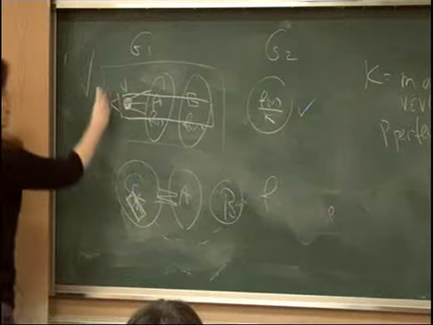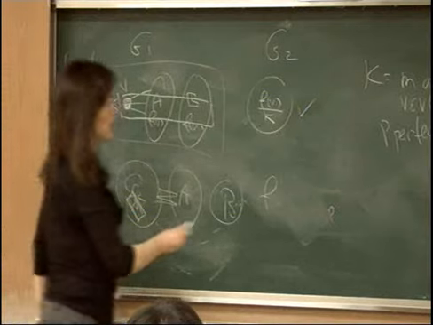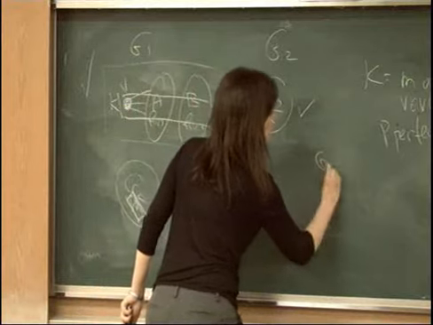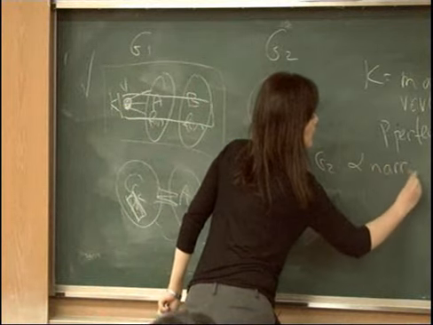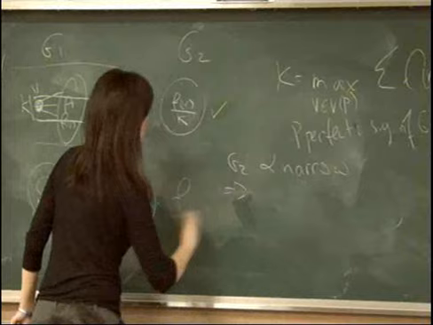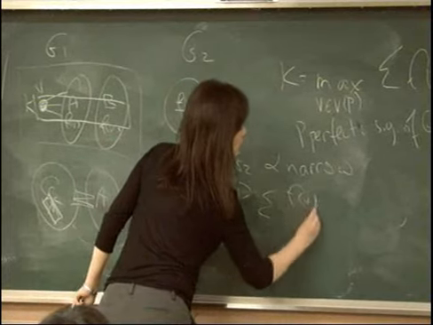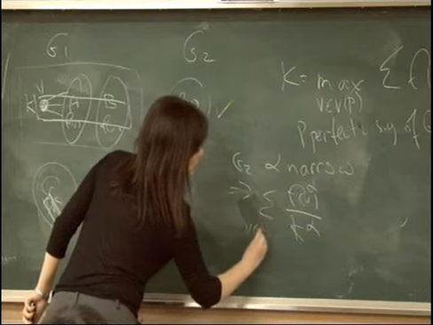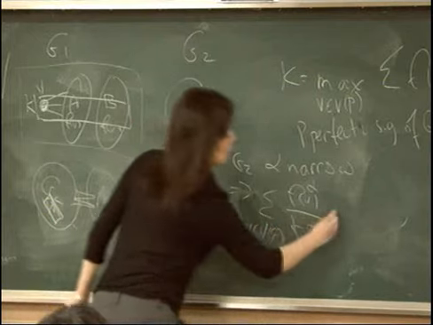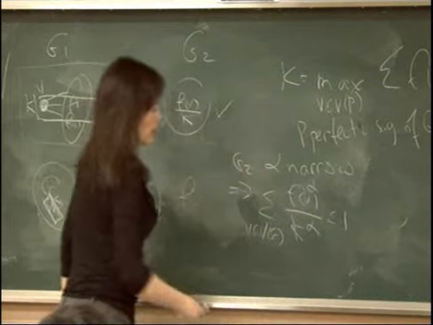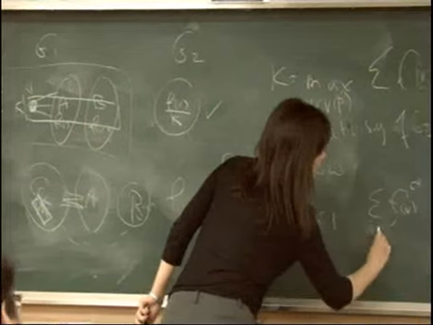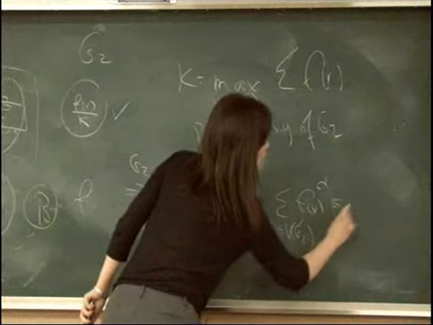Well, from the fact that this is good, let me do this one first. From the fact that G2 is alpha narrow, it implies that the sum of f of v to the alpha over k to the alpha, where v is in V of G2, is at most 1. In other words, the sum of f of v to the alpha, where v is in V of G2, is at most k to the alpha.